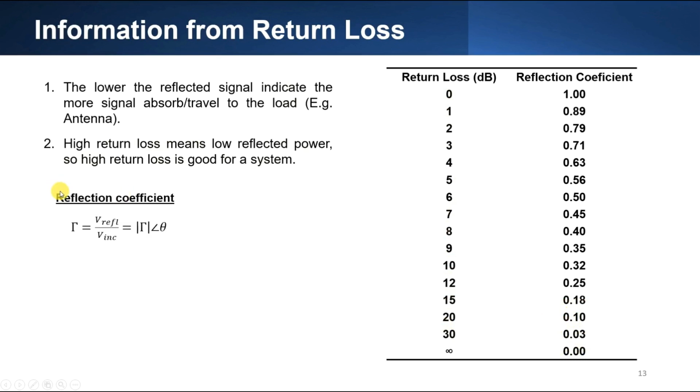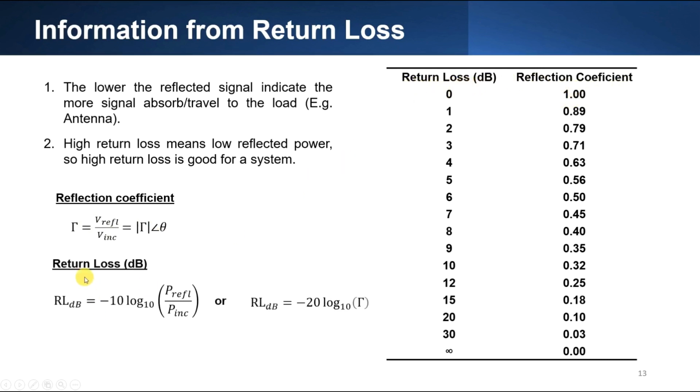So the reflection coefficient, gamma, equals the voltage reflected divided by the voltage incident. From the reflection coefficient, we convert it to log, and then we get the return loss. This is the return loss equation, equal to negative 10 log of power reflected divided by power incident, or you can use return loss equal to negative 20 log of the reflection coefficient for voltage. Take note, the gamma value is only between 0 and 1.